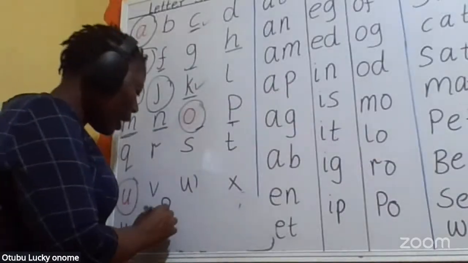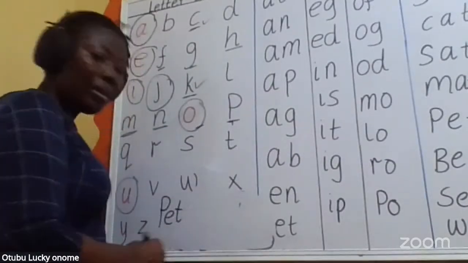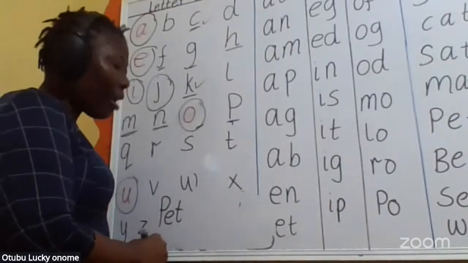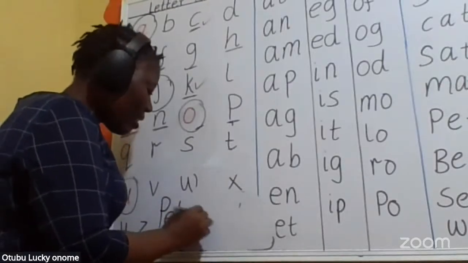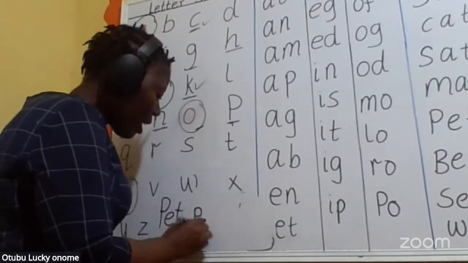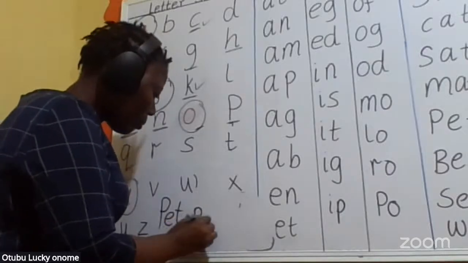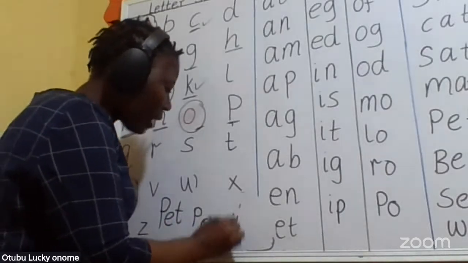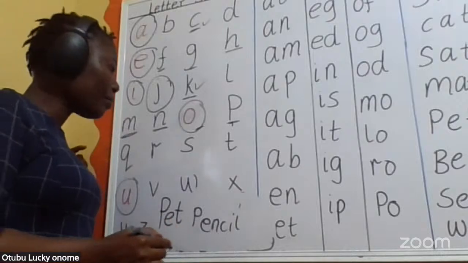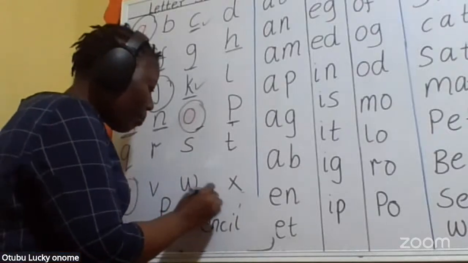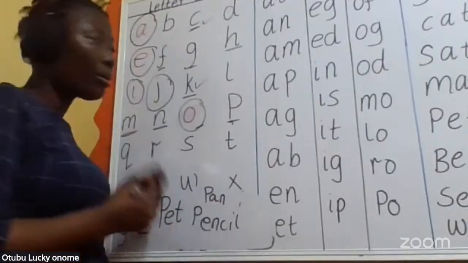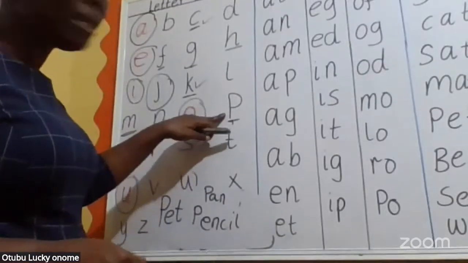We have it in words like pet, pencil, and pan. So this is the sound.